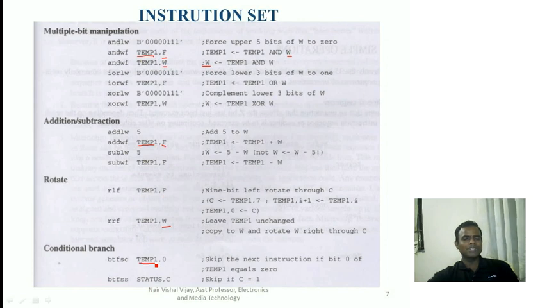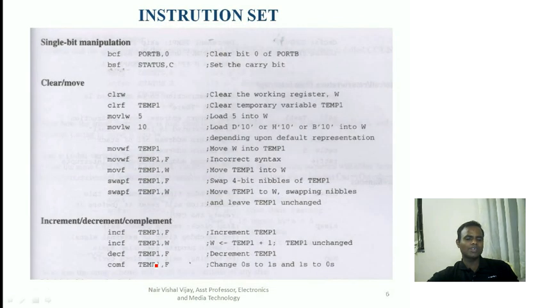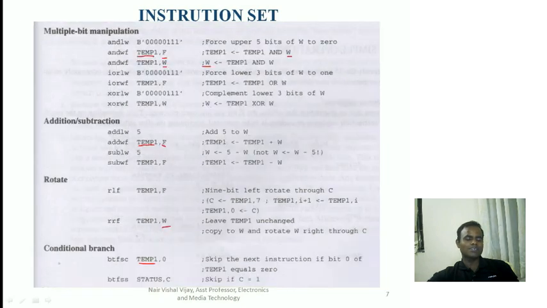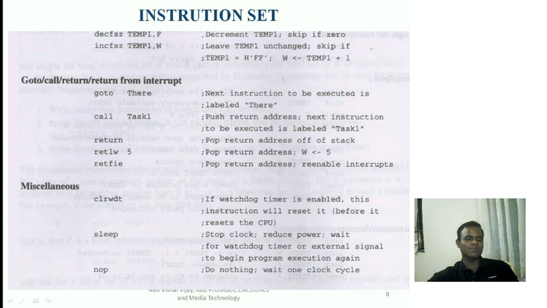So these are different instruction sets, so you can classify them as single bit manipulation, or clear move manipulation, or increment decrement or complement instructions, or multiple bit manipulation, addition subtract instructions, the rotate instructions, the conditional branch instructions, your branching instructions, and some other miscellaneous instructions like clear watchdog timer, sleep and no operation. So that is how basically the instruction set of PIC microcontroller is divided.